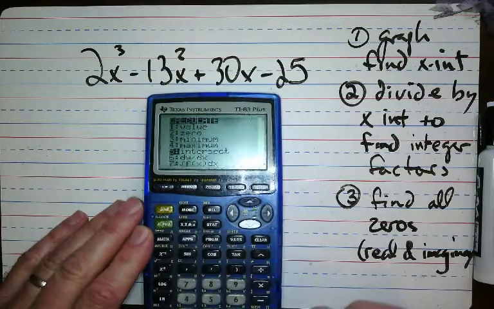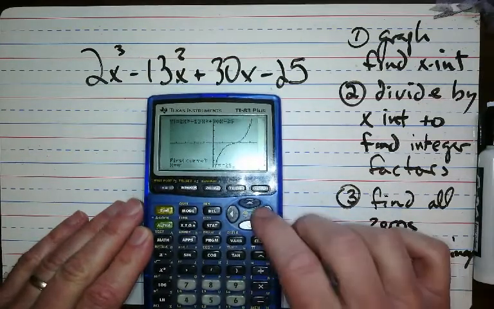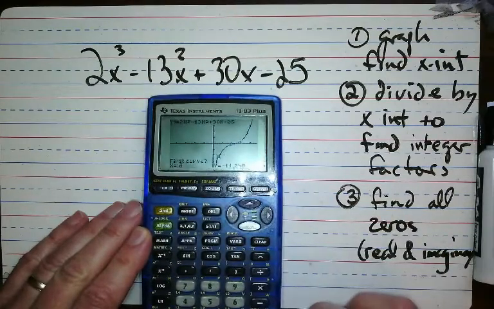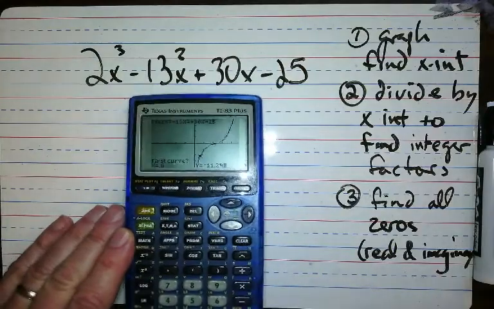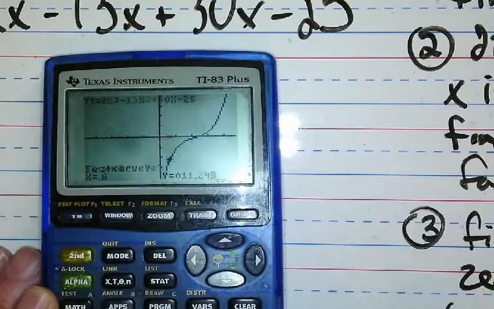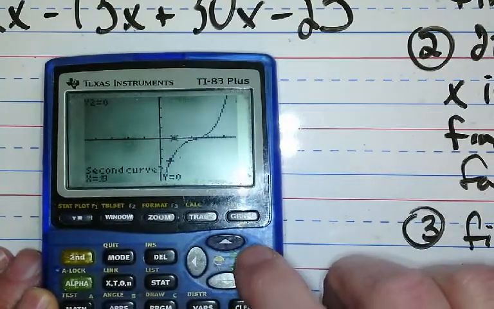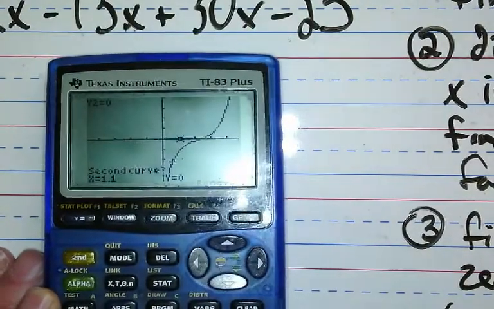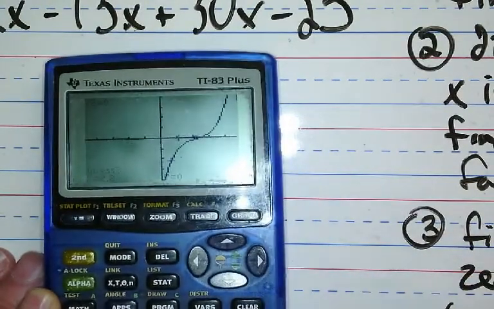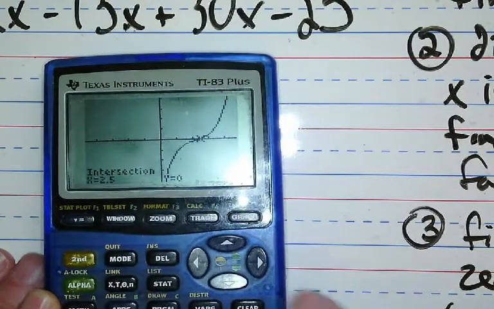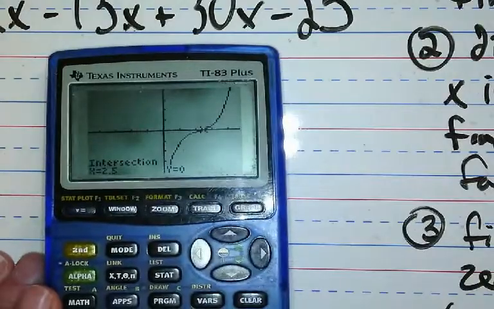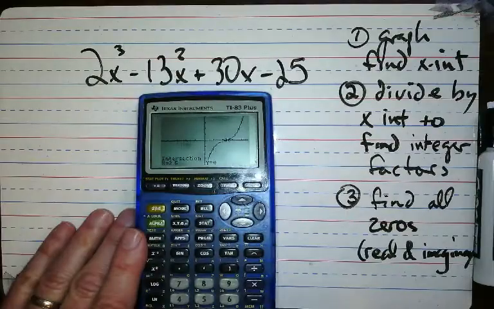Then I just do second trace down to intersection. Number 5 is intersection. It says, are you on the first curve? You just move your cursor until you can see it. So yeah, I'm on the first curve. You can see that, right? Let's zoom in. There we go. Then hit enter. It says, are you on the second curve? You can tell you're on the x-axis, so you hit enter. Then it says, guess. Where do you think it is? I think it's right there. And it tells me it is at 2.5. That's the x-intercept.